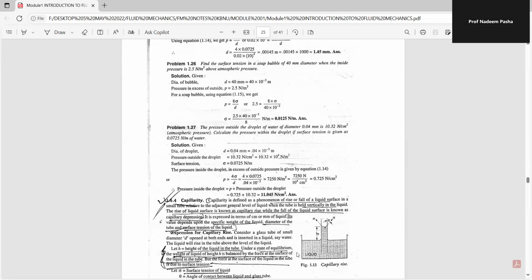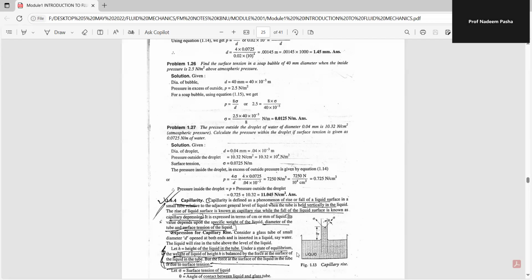I hope the concept is clear to you with regard to surface tension. Now we will see one more phenomenon, or one more property, that is known as capillarity. So what is capillarity? Capillarity is defined as a phenomenon of rise or fall of a liquid surface in a small tube relative to the adjacent general level of liquid when the tube is held vertically in the liquid. So how are we defining capillarity? What is capillarity? A phenomenon in which there can be a rise or a fall of a liquid surface.